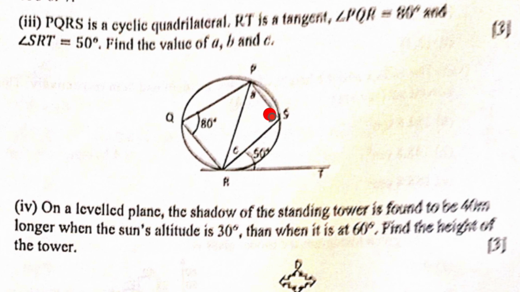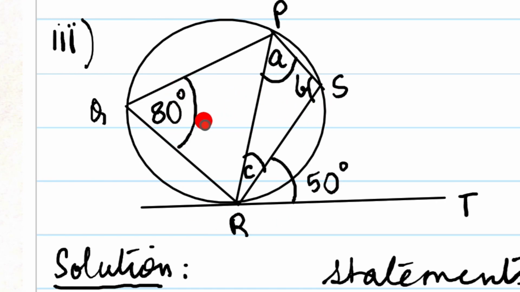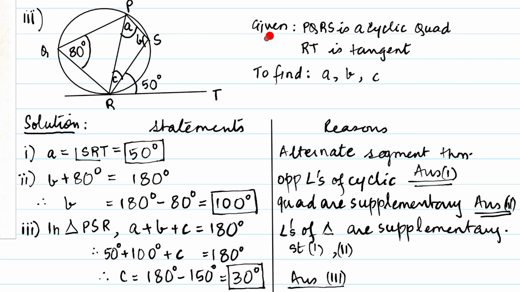Let's draw the diagram. So in the diagram, we have written 80 degrees here, this is 50 degrees here, and this is your A, B, and C. We write what is given. PQRS is a cyclic quadrilateral, and RT is the tangent, and we have to find A, B, C, just as it is given in the question. In our solution, we'll write statements and reasons.